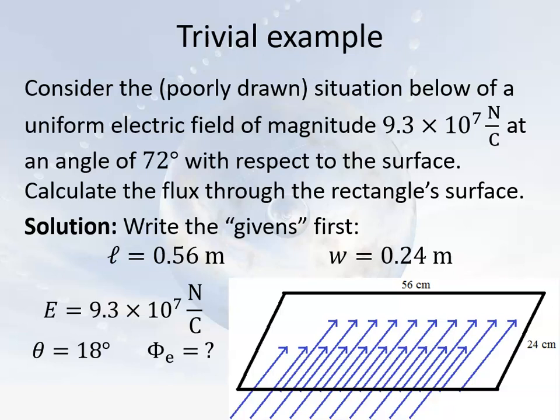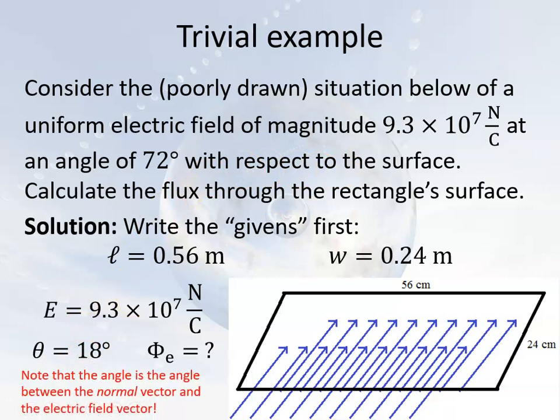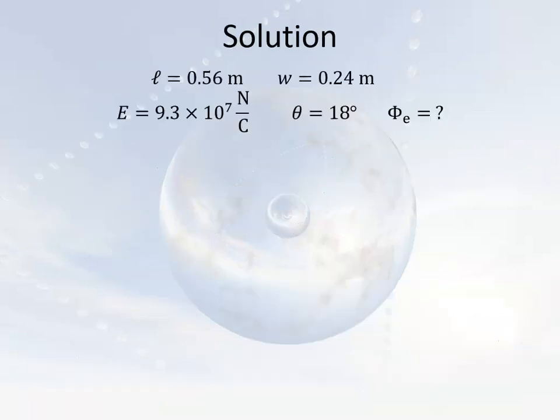Oh, wait a second, I thought it was a 72-degree angle. But 72 degrees with respect to the surface. That's not 72 degrees with respect to the normal of the surface, it's 18 degrees with respect to the normal to the surface. So it's the 18-degree angle that we need. So just keep that in mind. They will often try to trick you, especially on multiple choice questions.